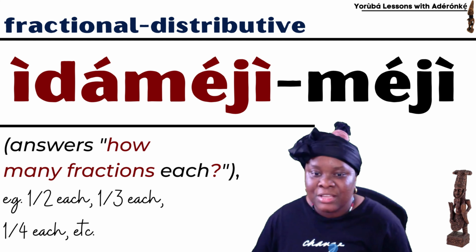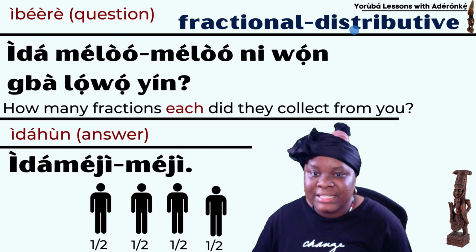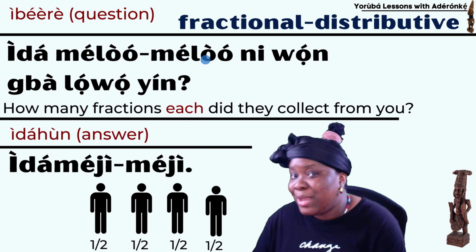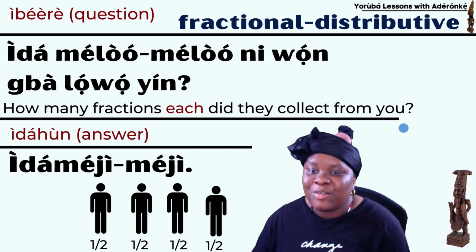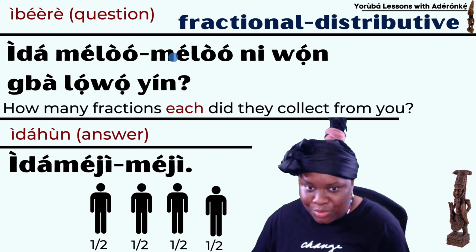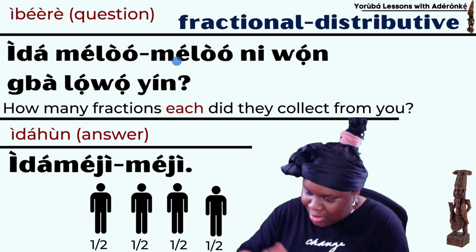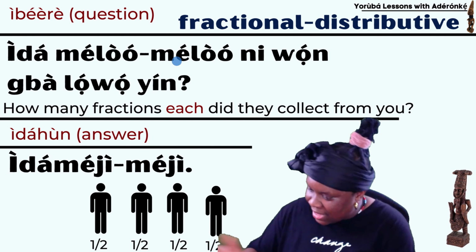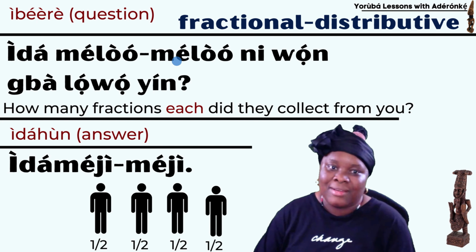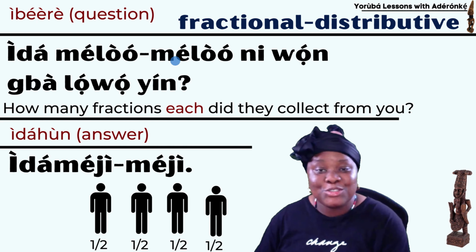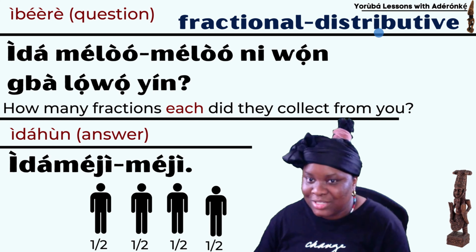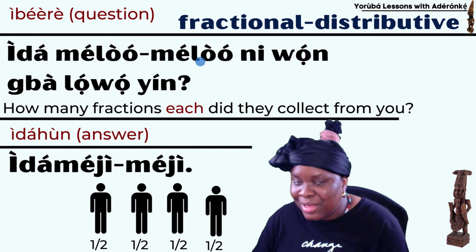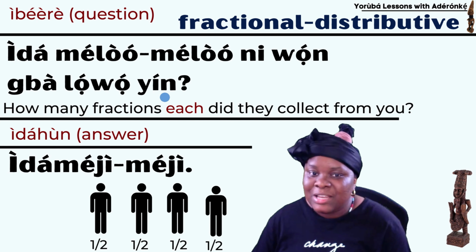So if somebody asks the question, ìdá mélòó mélòó ni wọ́n gbà lọ́wọ́ yín? How many fractions each did they collect from you? Mélòó mélòó is a way of expressing each. Méjì méjì. Mẹ́ta mẹ́ta. Ìdá mélòó mélòó. Ìdá is the fractional, mélòó mélòó is the distributive. That's why it's ìdá mélòó mélòó. That's a way of asking the question. Ni wọ́n gbà lọ́wọ́ yín. How many fractions each did they collect from you?